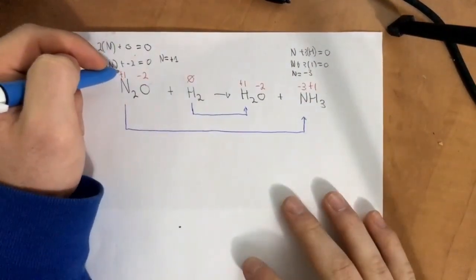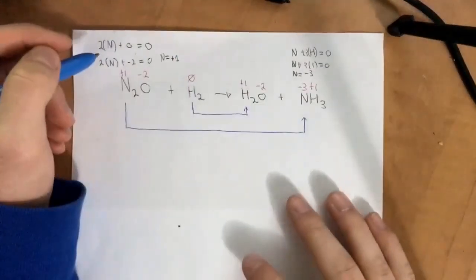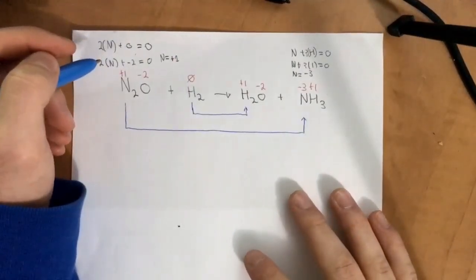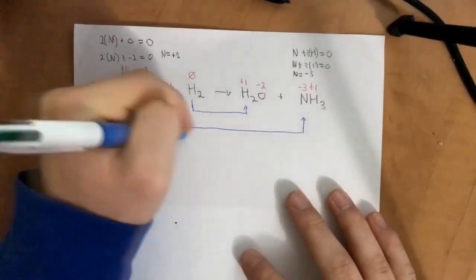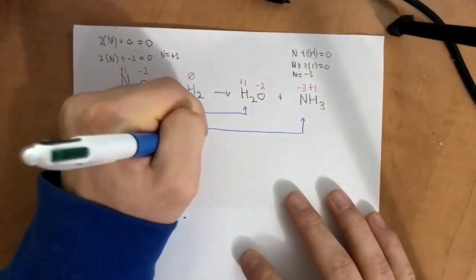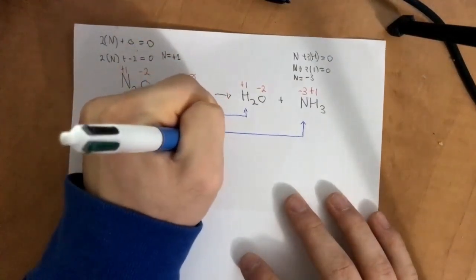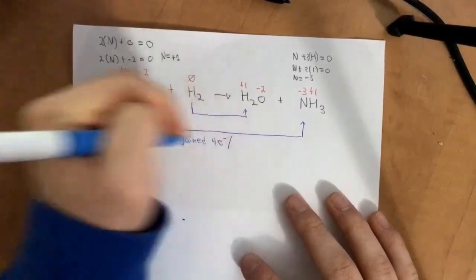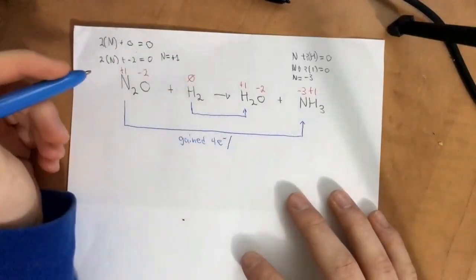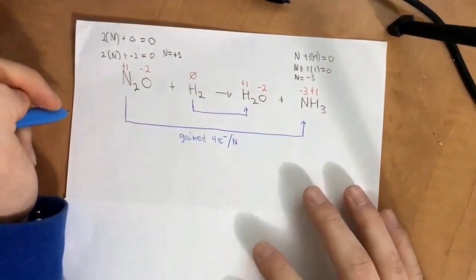How many did we gain? Well, that's just a bit of simple math. We gained a total of 4 electrons here. So we're going to write on the line for the N, gained 4 electrons negative per, and this is a very important step, per 1 hydrogen atom.